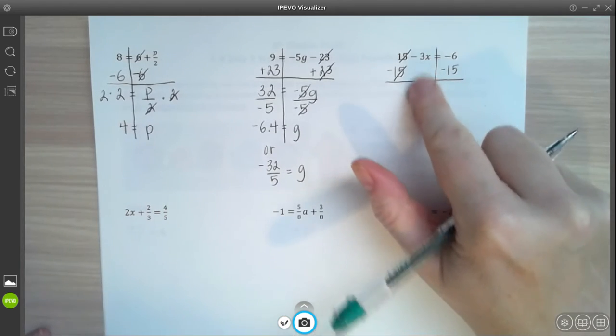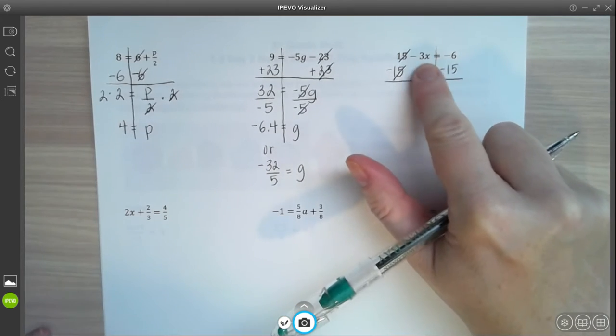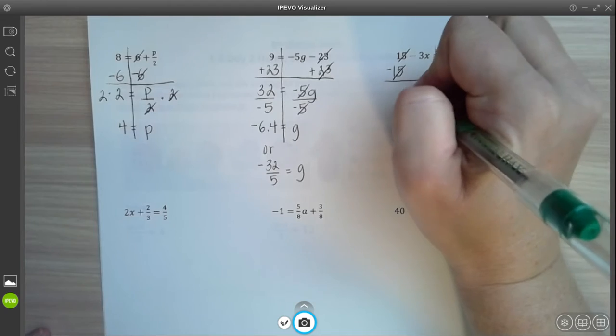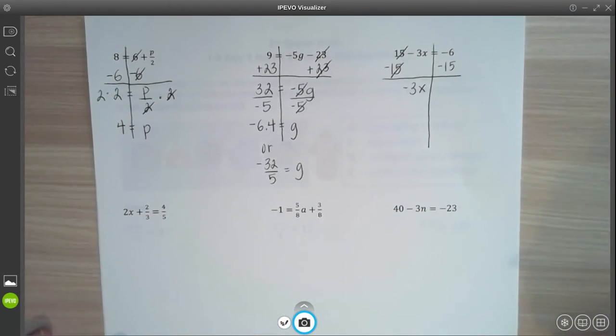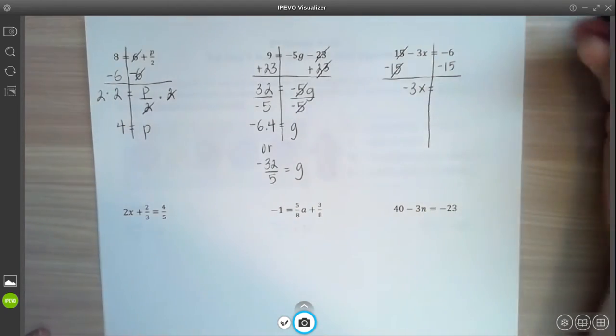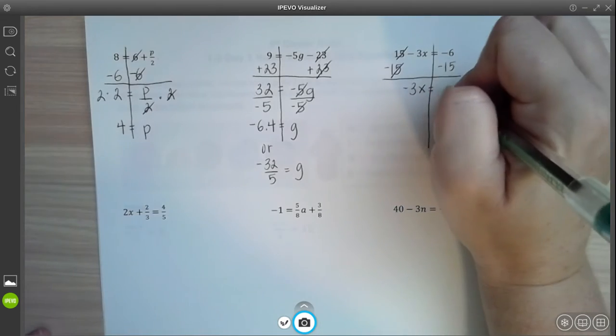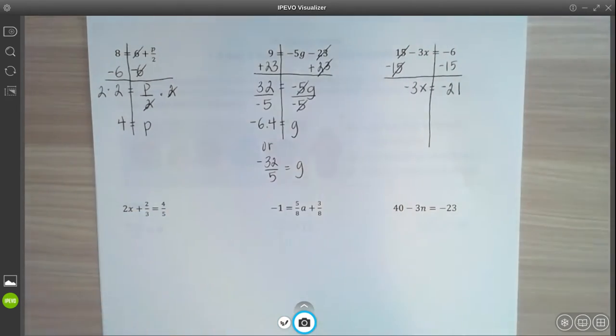Now be careful when you have this. The negative, this is a minus sign, but it really brings down as a negative. Minus signs and negative signs are pretty interchangeable in algebra. And here we have negative 6 minus 15, and that's going to be a negative 21.